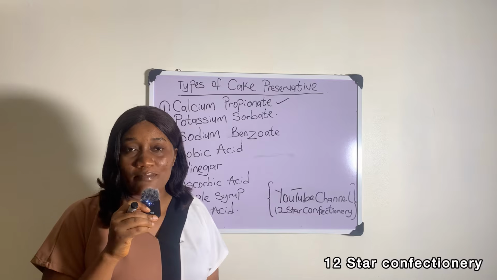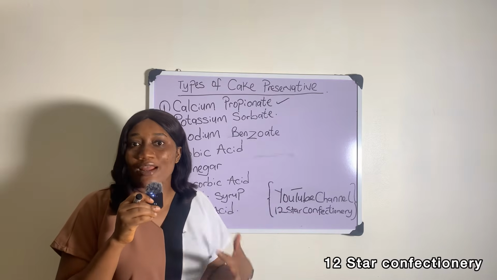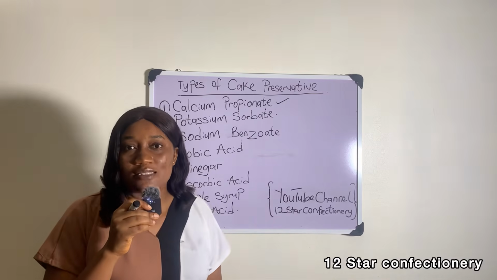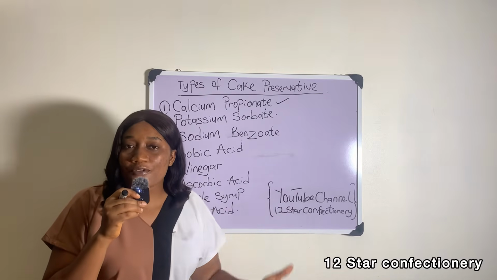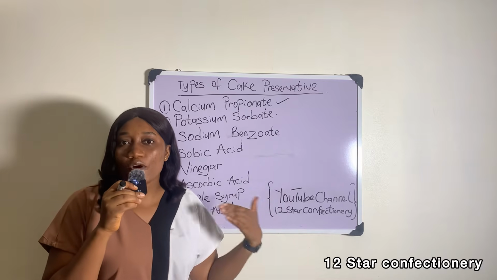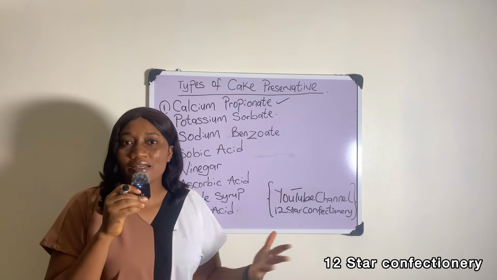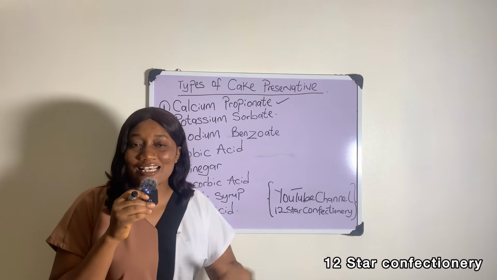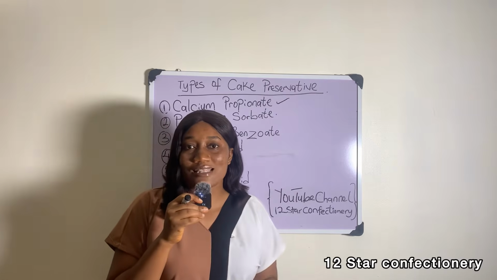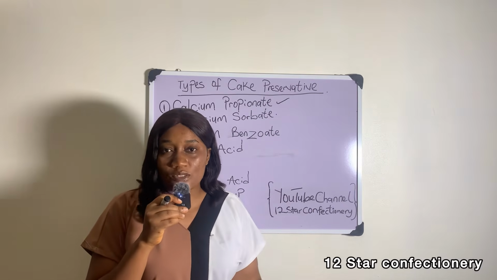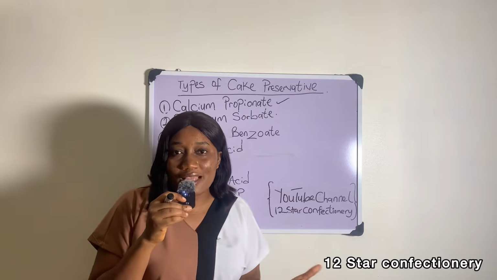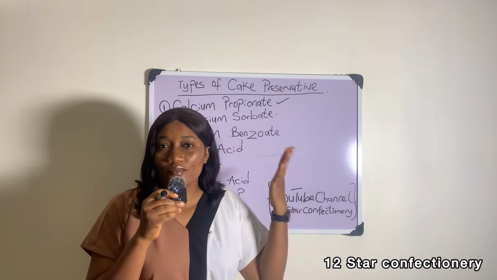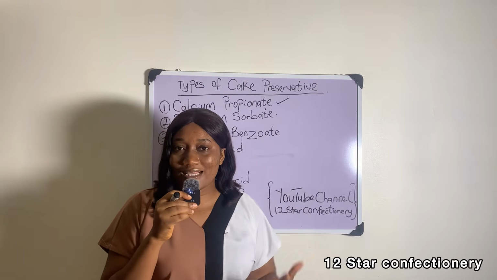Now, a lay baker or a lay person might ask, what is calcium propionate? Calcium propionate is simply a preservative that prevents molds and bacteria from growing in our cakes. Somebody might ask, how does it do that? If you check, you will notice that when you bake a cake or make a particular pastry, within 3 or 4 days it begins to spoil. You begin to see some green particles or white particles on the cake or pastries.